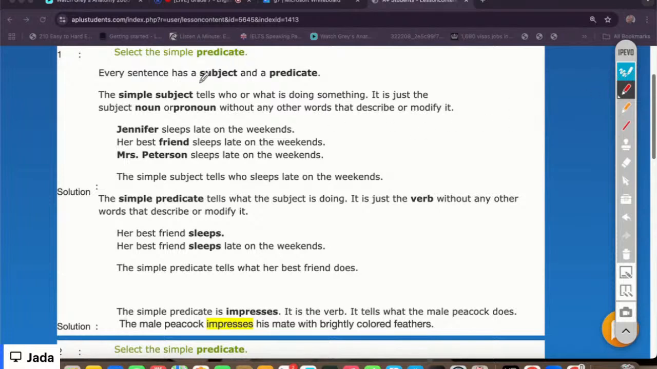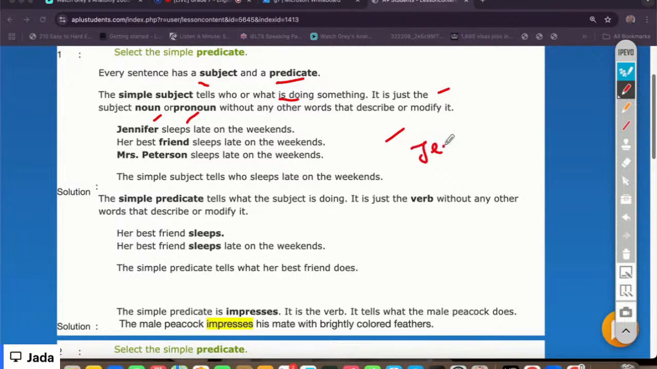Okay, so every sentence has a subject and a predicate, just like we noted when we first started the lesson. So the simple subject tells who or what is doing something. It's also very similar to the complete subject, but the only difference is that the simple subject is just the subject noun or pronoun without any other word that modifies it. Unlike the complete subject, where you can have more than one word, with the simple subject you have just one. Like Jennifer sleeps late on the weekend.